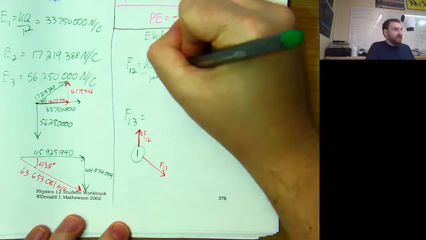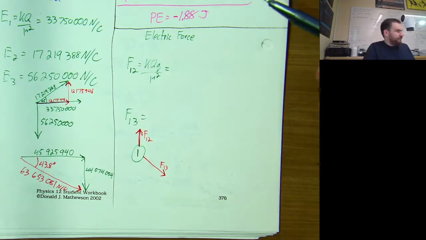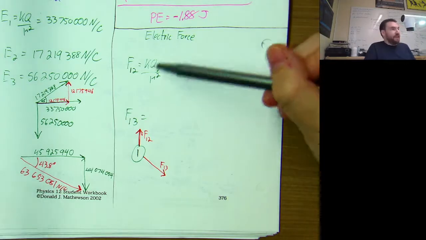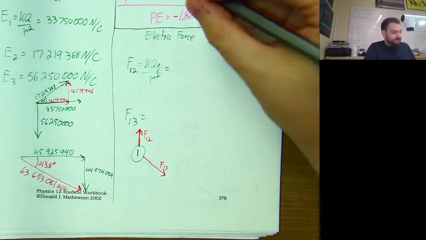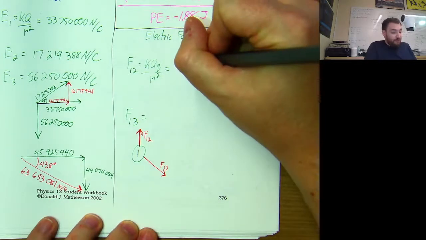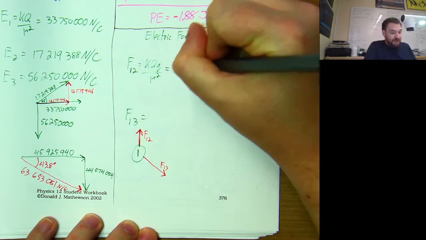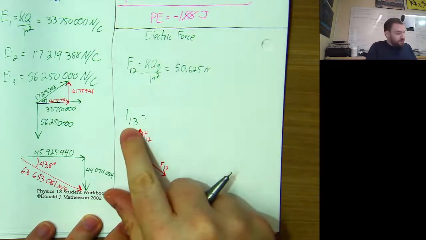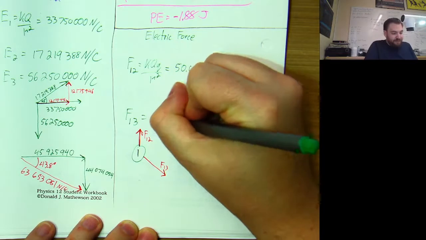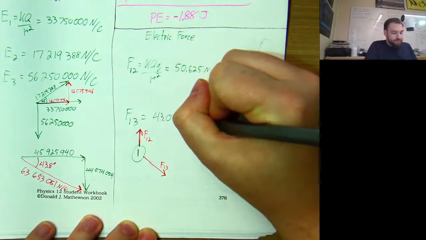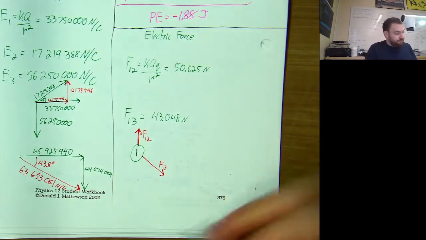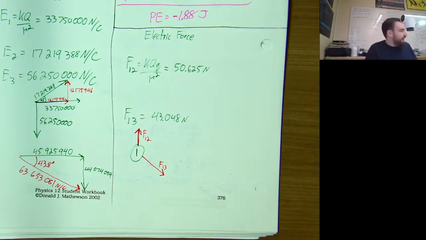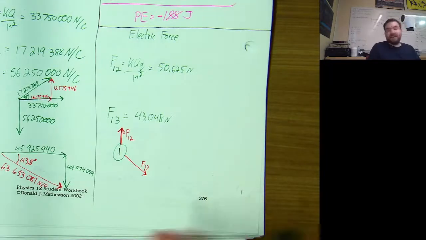Again, this is lesson 1, I think, 1 or 2. I'm not going to plug the values in. I'm going to let you guys do the value plugging in. What you want to find is that the force between 1 and 2 is 50.625, and the force between 1 and 3 is 43.048. Abigail, those are the values you got? Perfect. Oh, love it. You found them.